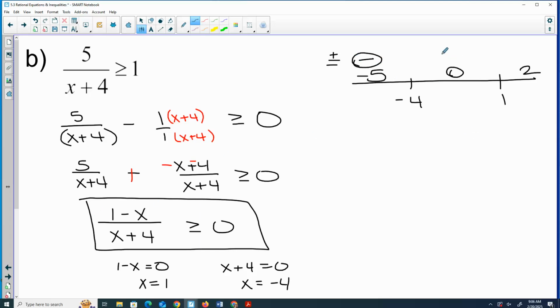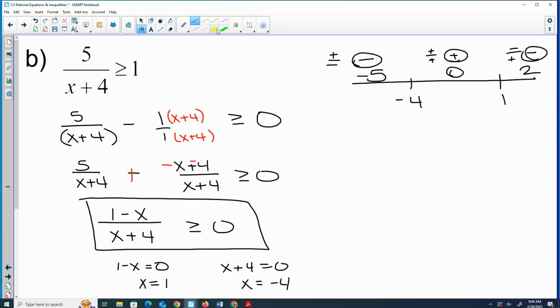If I put in a 0, 1 minus 0 is a positive number. 0 plus 4 is a positive number. A positive divided by a positive is positive. If I put in a 2, 1 minus 2 is negative. 2 plus 4 is positive. So that section is negative. I just want to caution you, most of the time these signs alternate, positive, negative, positive, but they don't have to. Didn't we see graphs that sometimes would hit the x-axis and bounce back up? So don't just assume that they'll always alternate. Go ahead and check all of them.